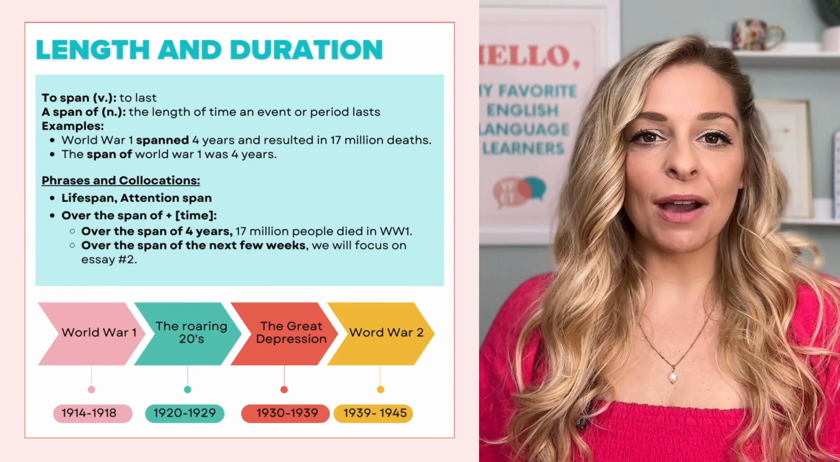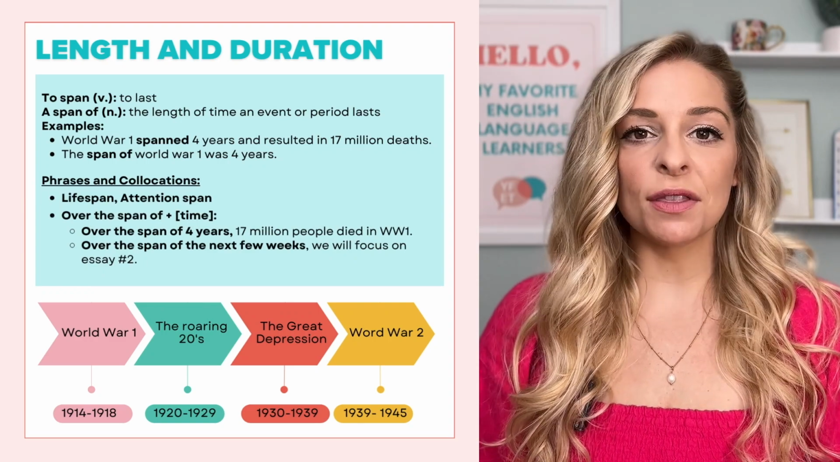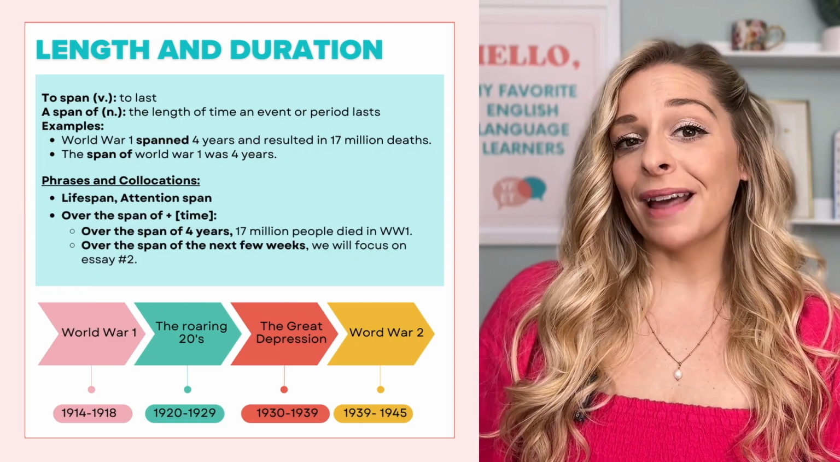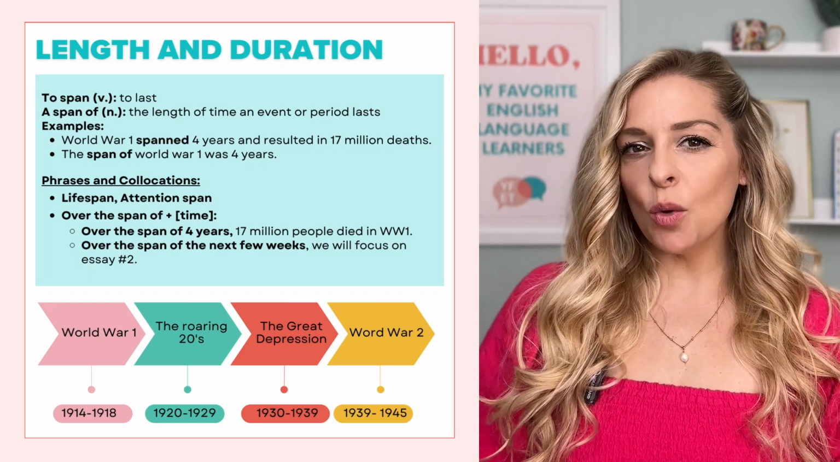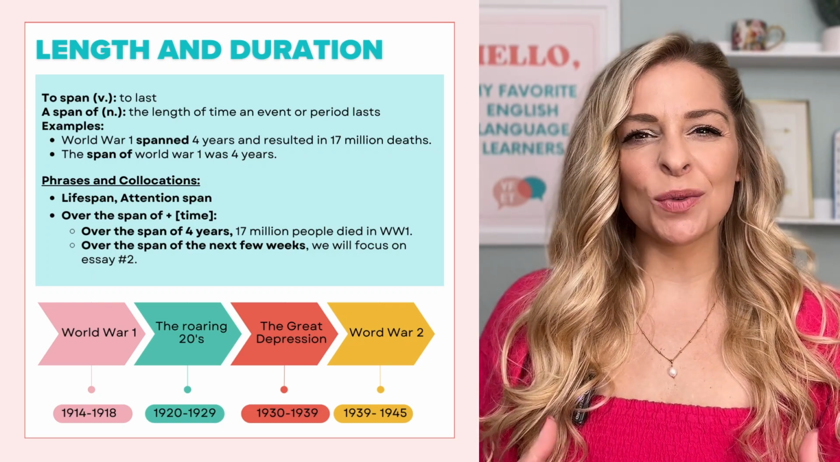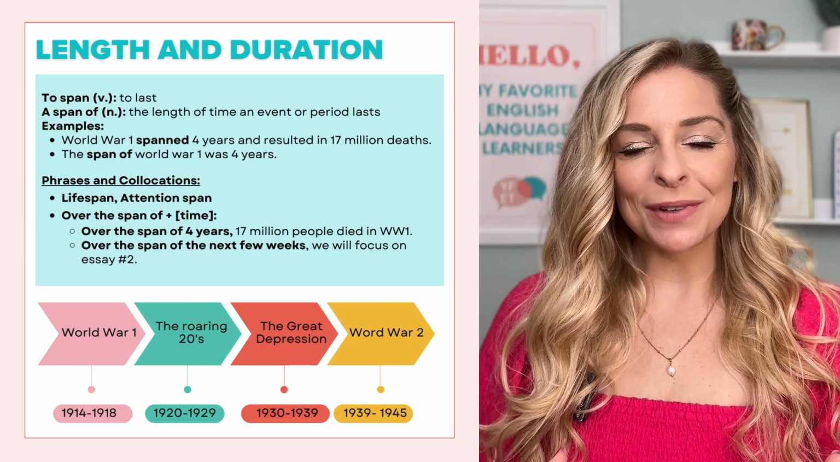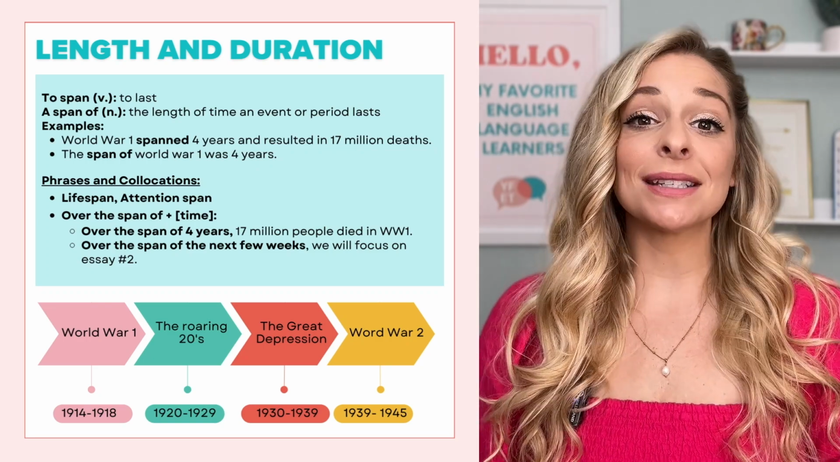Now we actually have some other phrases and collocations with this word. For example, lifespan is how long a person lives. I think in the US, the average lifespan is around 78 years old. That is the average amount of time that someone lives.